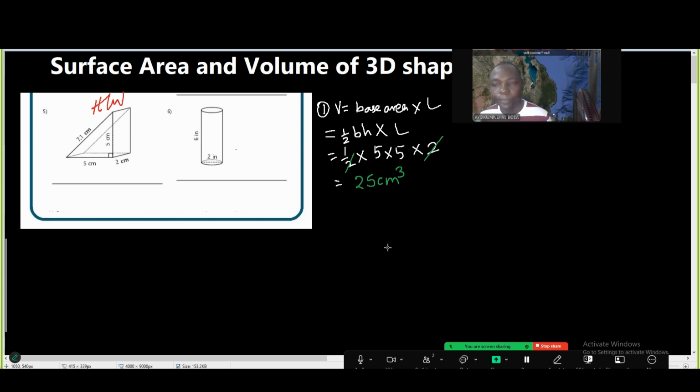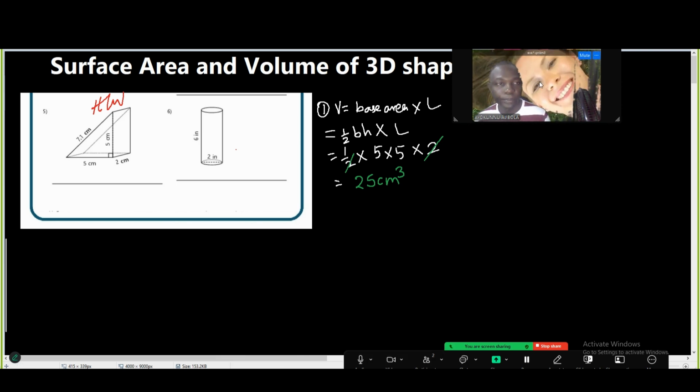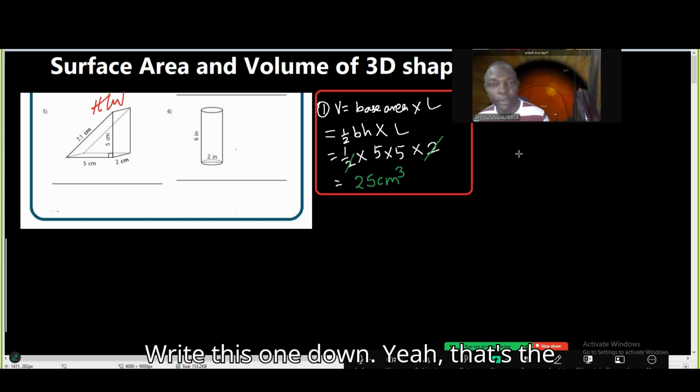Okay. Quickly put this first part down, then we'll continue. Okay. Exactly. Write this one down. Yeah, that's the first solution.